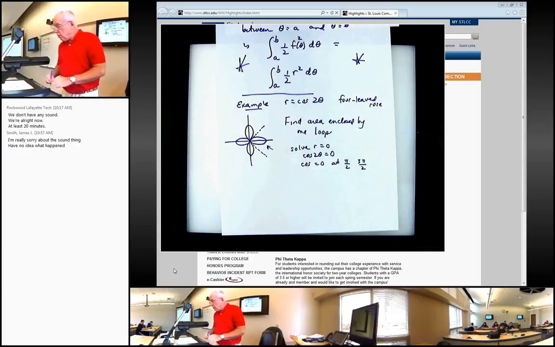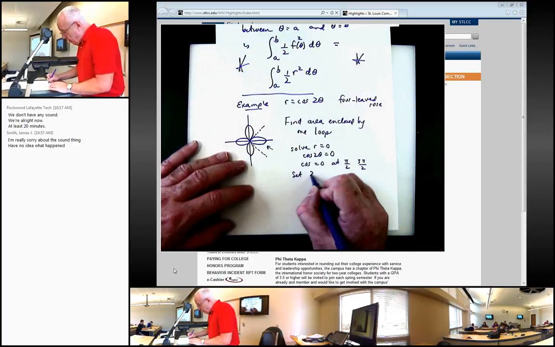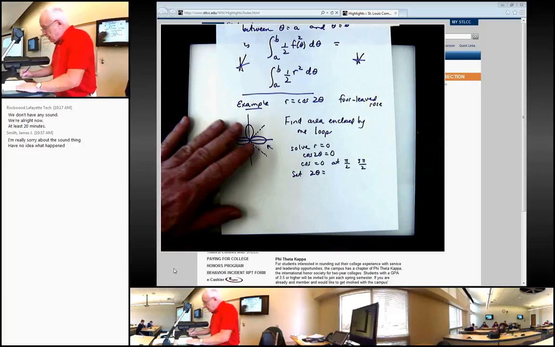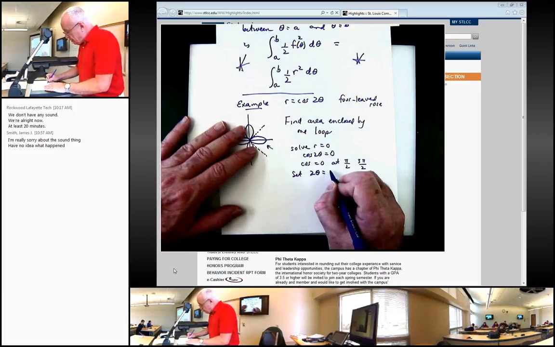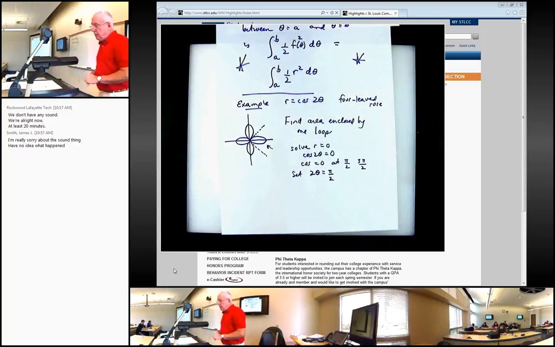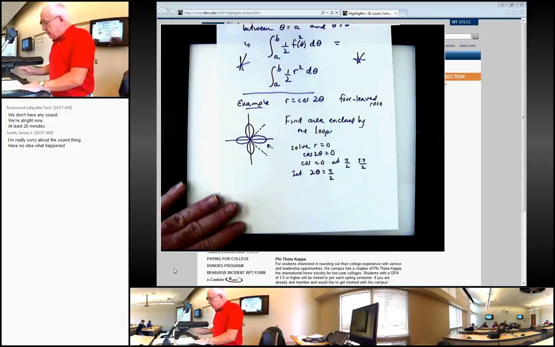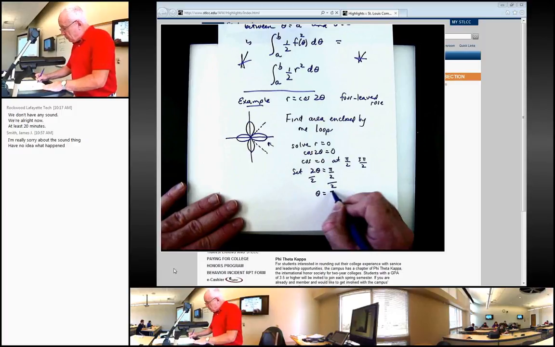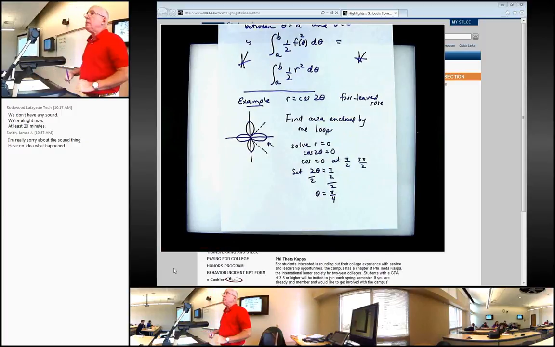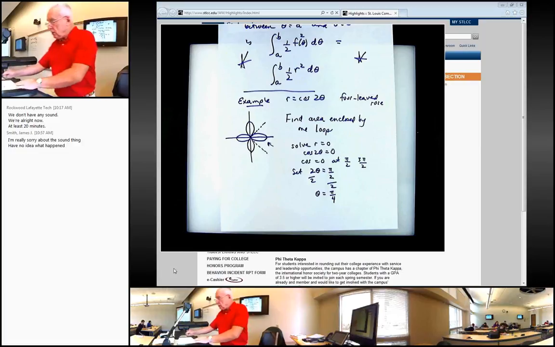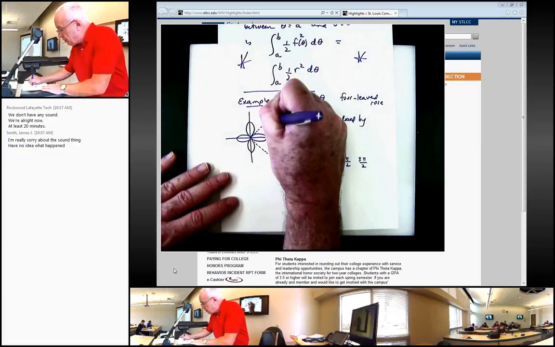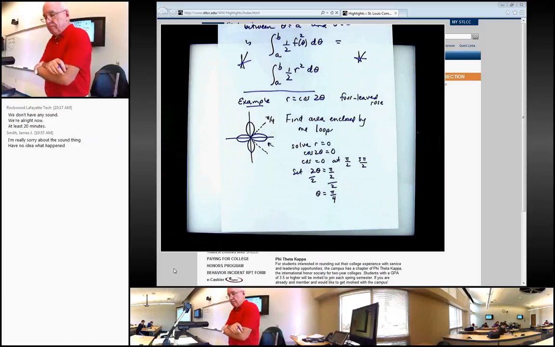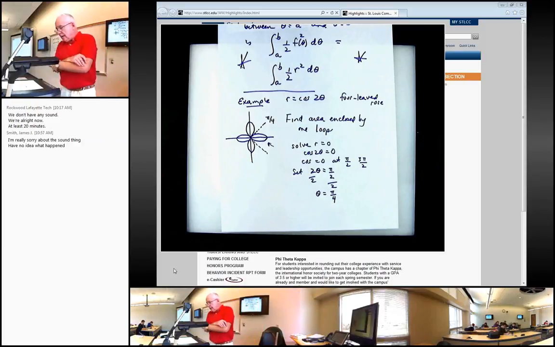So therefore, let's set 2 theta, the angle behind the cosine, equal to pi over 2, and let's see what angle we get there. Well, divide both sides by 2, and we get that one of our angles is going to be pi over 4. So this angle right here is pi over 4.